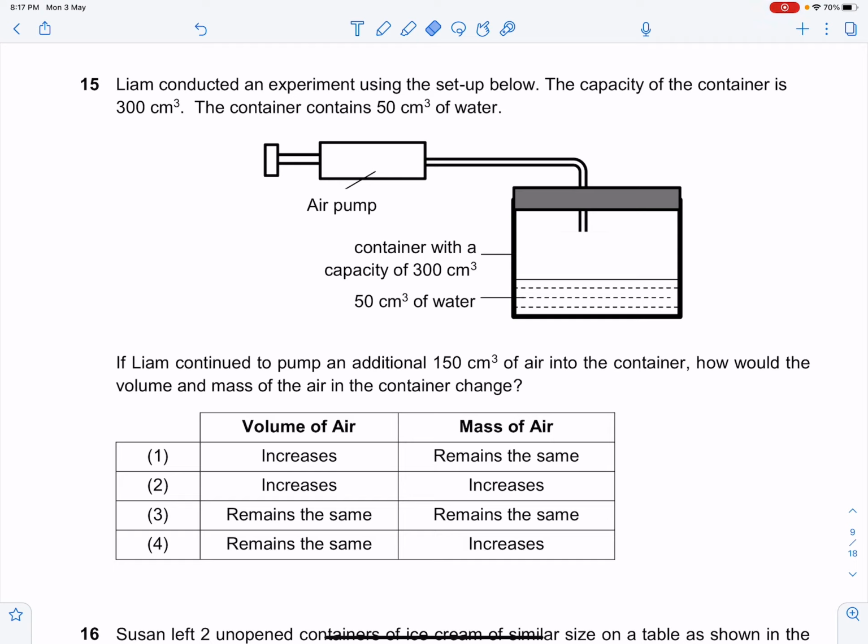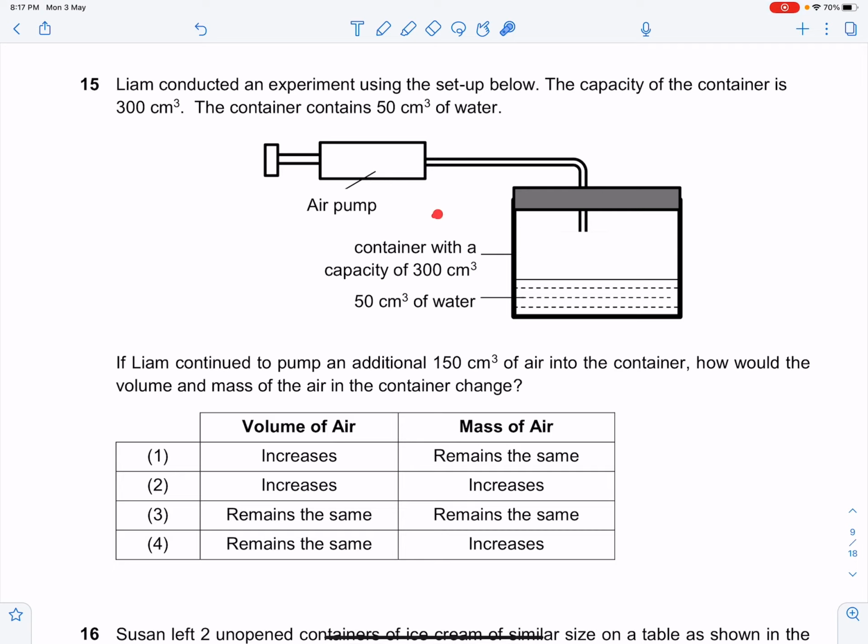Let's jump right in. So Liam conducted an experiment using a setup below. Capacity of the container is 300 cm cube. The container contains 50 cm cube of water. If Liam continues to pump an additional 150 cm cube of air in the container, how would the volume and mass of the air in the container change?